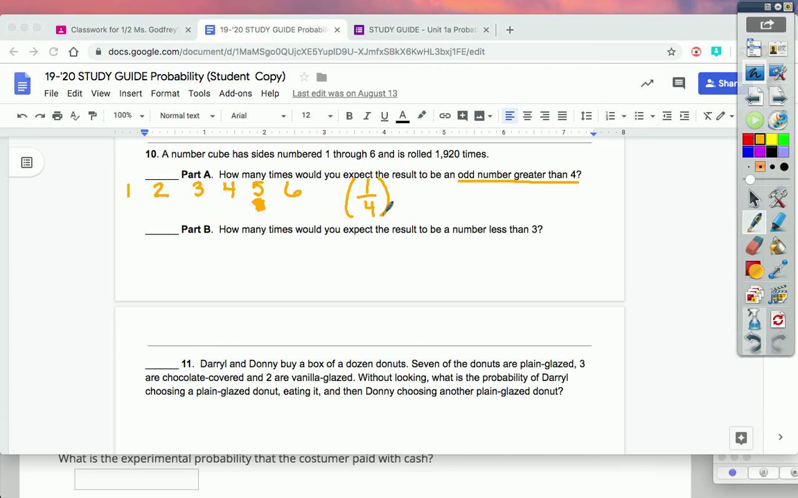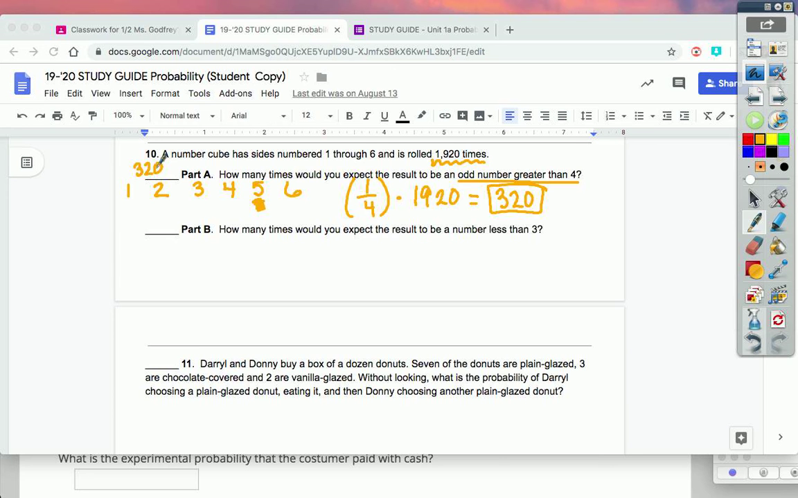4. Now we're going to multiply that by what our question is looking for. If we did it 1,920 times, 1 over 4 times 1,920 is 320. Any questions here? Your answer is 320.